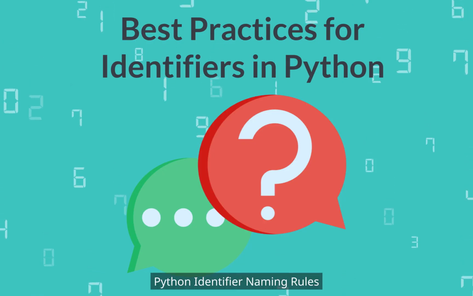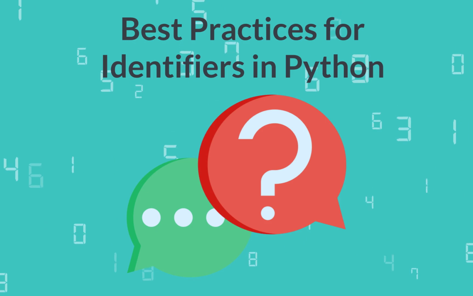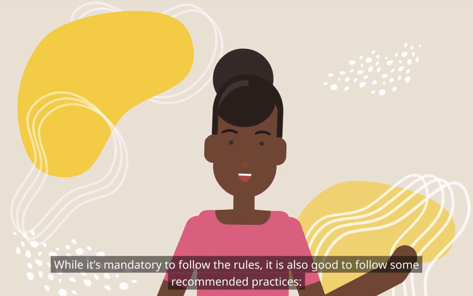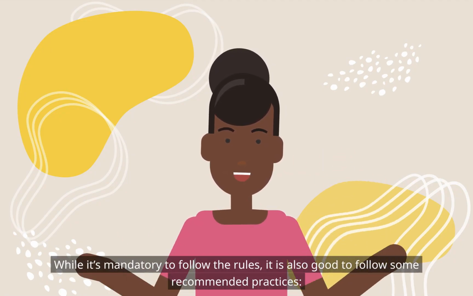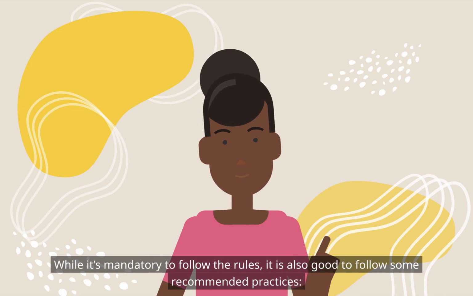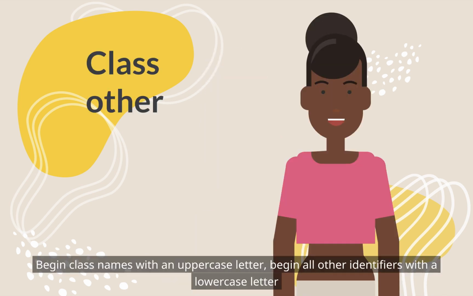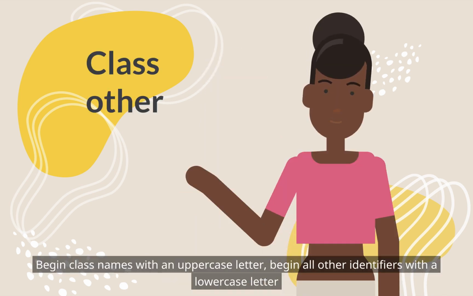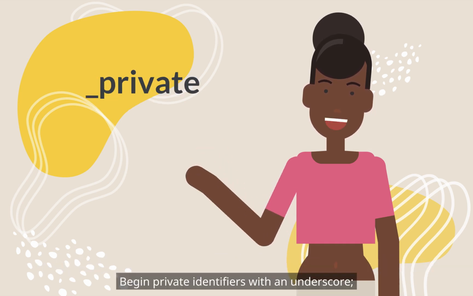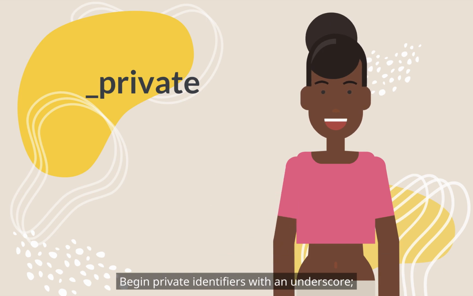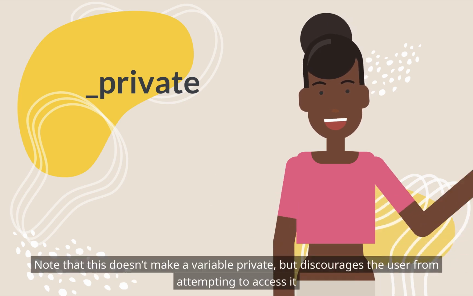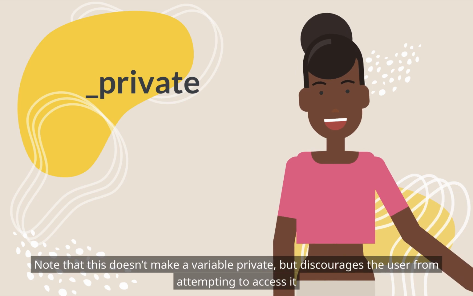Python identifier naming rules. While it's mandatory to follow the rules, it is also good to follow some recommended practices. Begin class names with an uppercase letter. Begin all other identifiers with a lowercase letter. Begin private identifiers with an underscore. Note that this doesn't make a variable private, but discourages the user from attempting to access it.